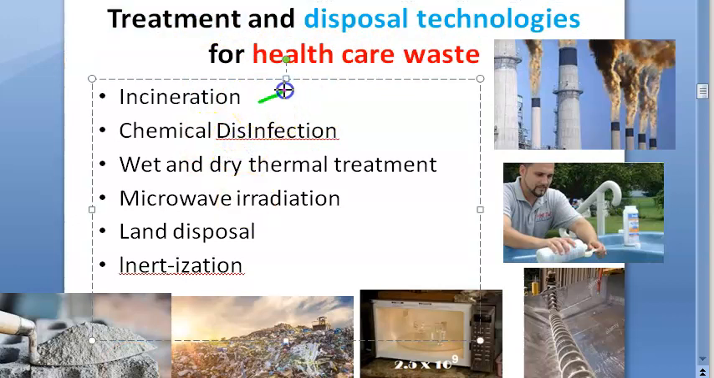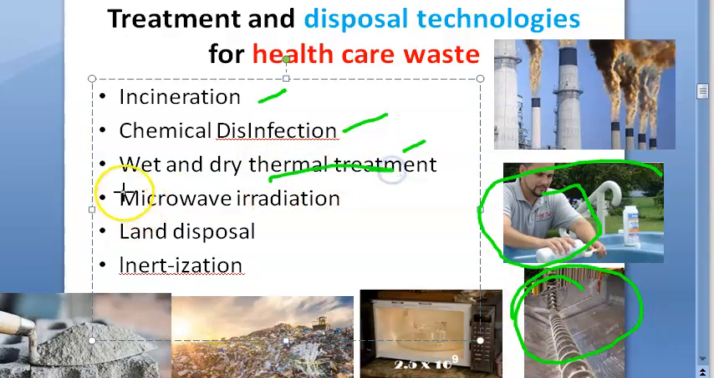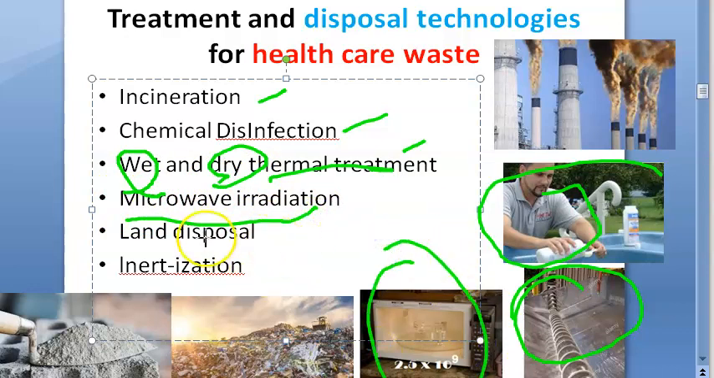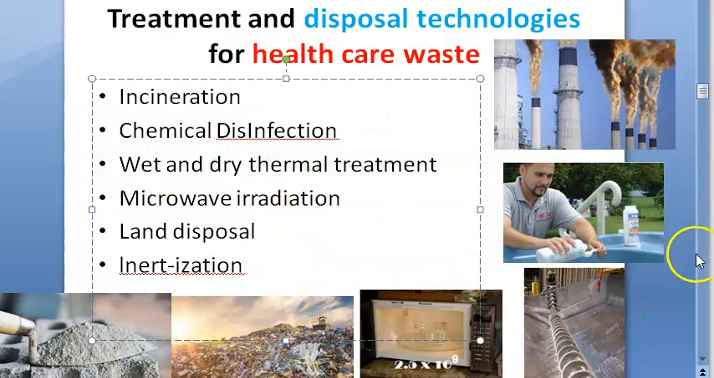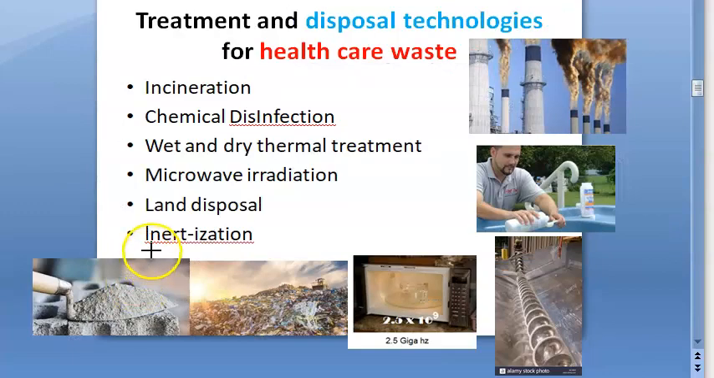We have incineration, that's nothing but burning, chemical disinfection where you add some chemicals, and wet and dry thermal treatment. So you will shred it and treat it thermally, either with wet heat or dry heat. Then you have microwave irradiation, or you can do land disposal of waste, which is easy but really bad. Then you have inertization, like mixing it with cement.